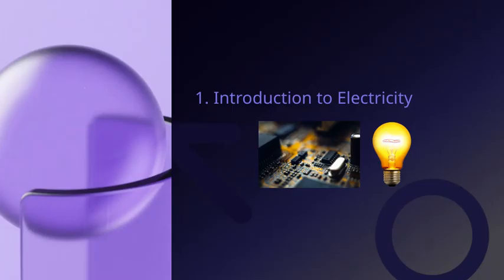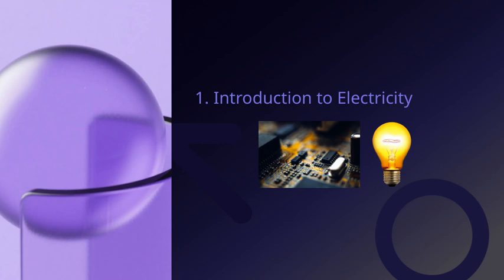Let's begin with an introduction to electricity. Electricity is a fundamental form of energy that powers much of our daily lives. It's what makes our lights turn on, our devices work, and many of the technologies we rely on possible. Understanding electricity is crucial because it underpins so many aspects of modern society. At its core, electricity involves the movement of tiny charged particles called electrons through a conductor, like copper wire. This flow creates electrical energy that we can harness for various uses.